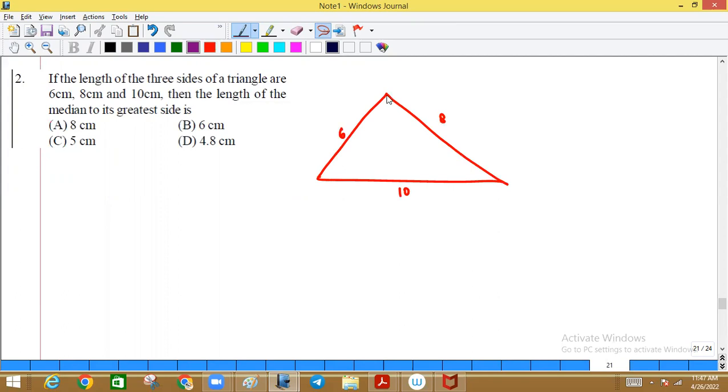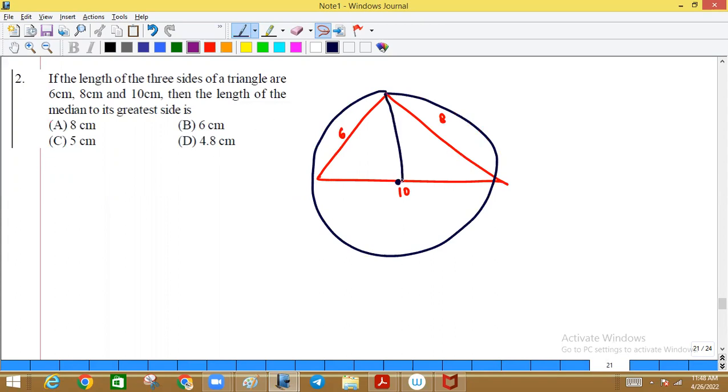If you draw a circumcircle, this becomes what? A diameter. You draw a median. Median means a midpoint, a line from center to this one. Can I say it is circumradius? Median is equal to circumradius. And circumradius is equal to hypotenuse by what? Which is equal to what? 10 by 2, which is 5.